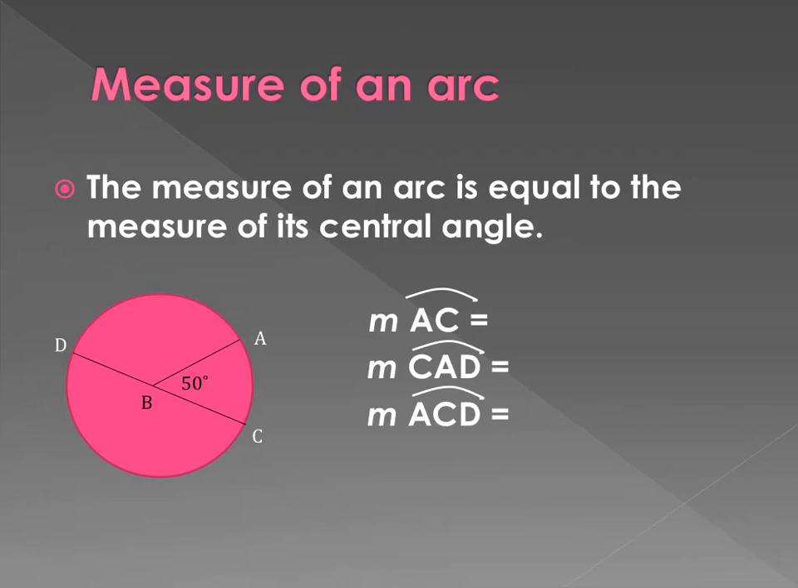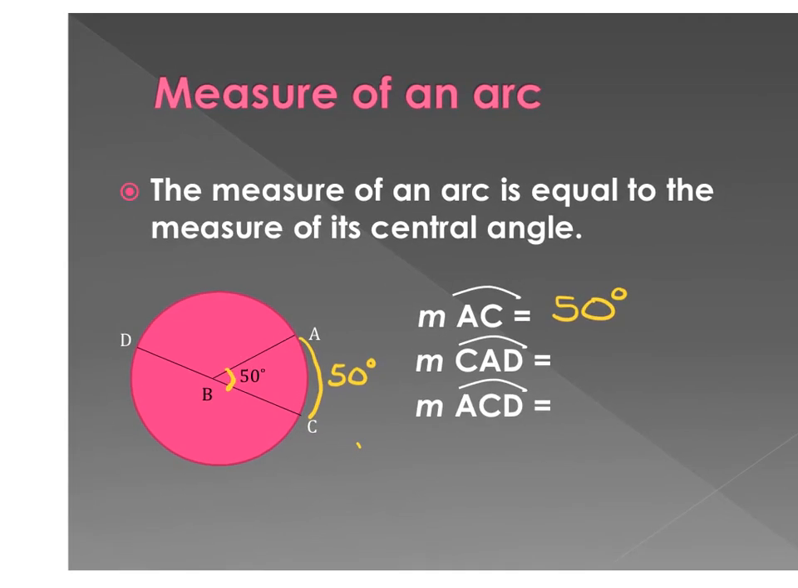Now we're going to find the measure of the arcs. The measure of an arc is equal to the measure of its central angle. So for example, right here in this pink circle, I have this central angle measuring 50 degrees. So then that tells me that this arc measure is also 50 degrees.